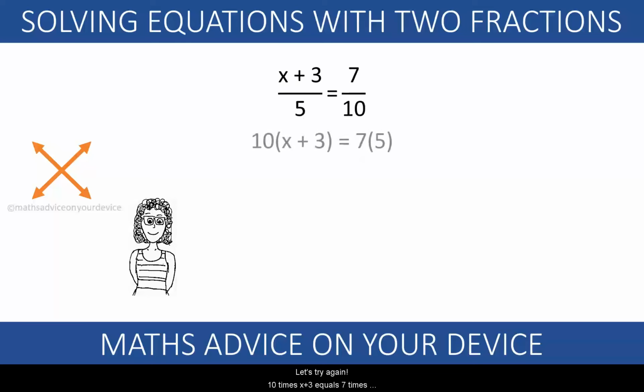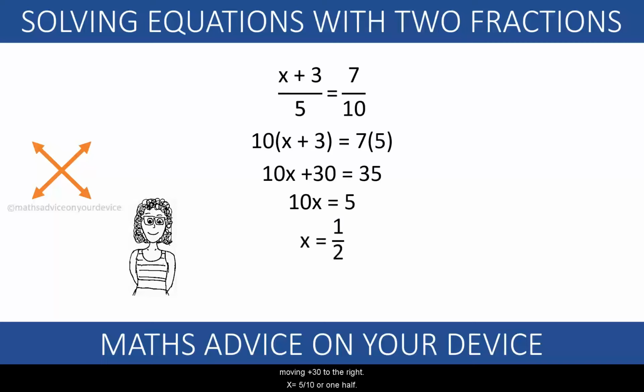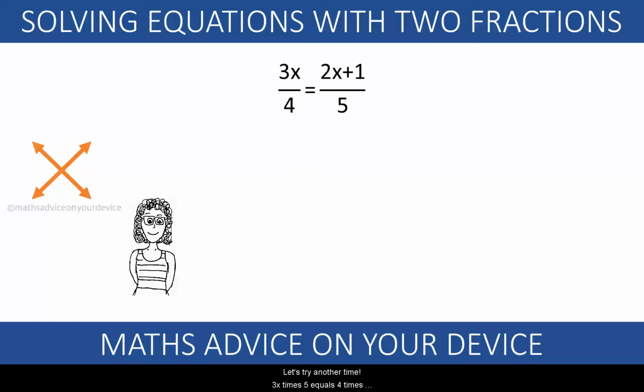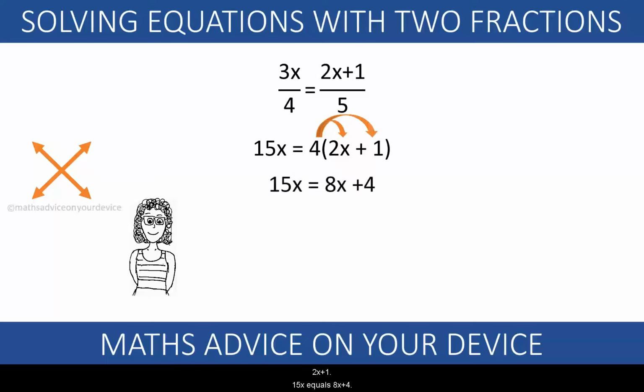Let's try that again. 10 times x plus 3 equals 7 times 5. Expanding the bracket and moving plus 30 to the right, x equals 5/10, or 1/2. Let's try another time. 3x times 5 equals 4 times 2x plus 1. 15x equals 8x plus 4. Yes, plus 4.